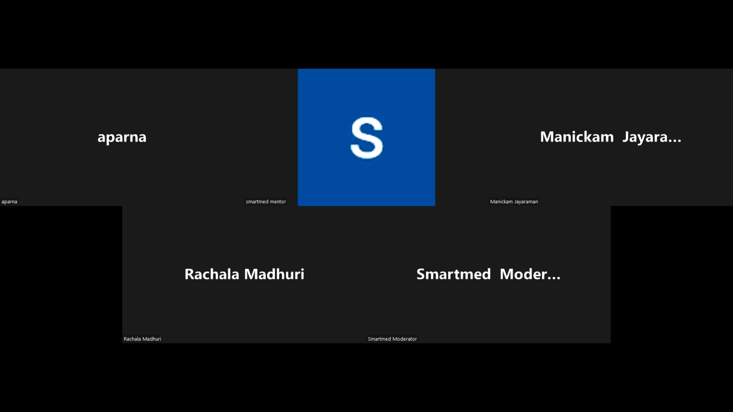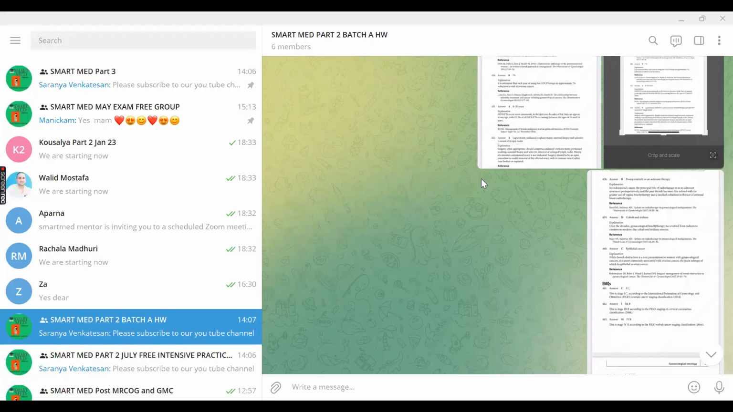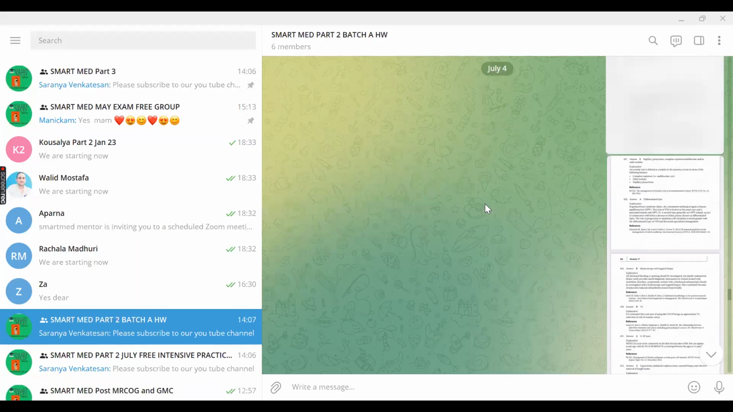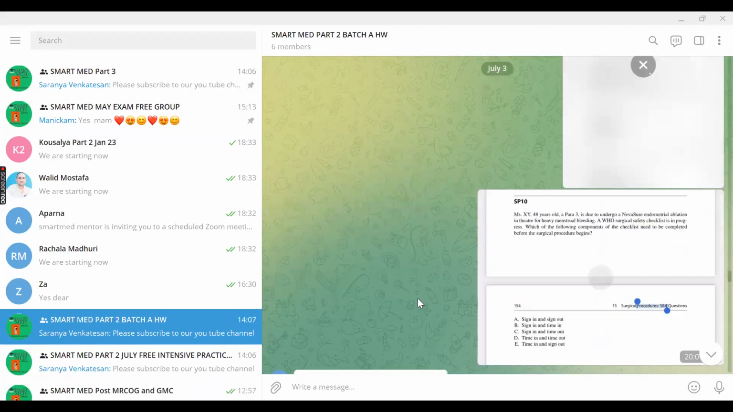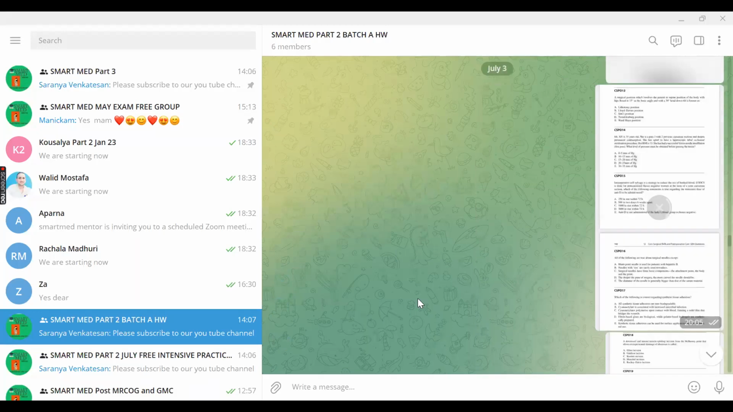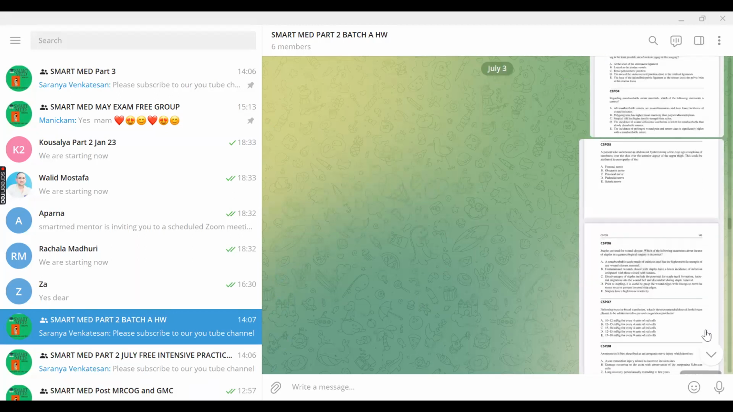After every session, as I told you, after every module, we will be focusing on the homework as well. See, this is the homework which is given to the candidates in one of the modules.